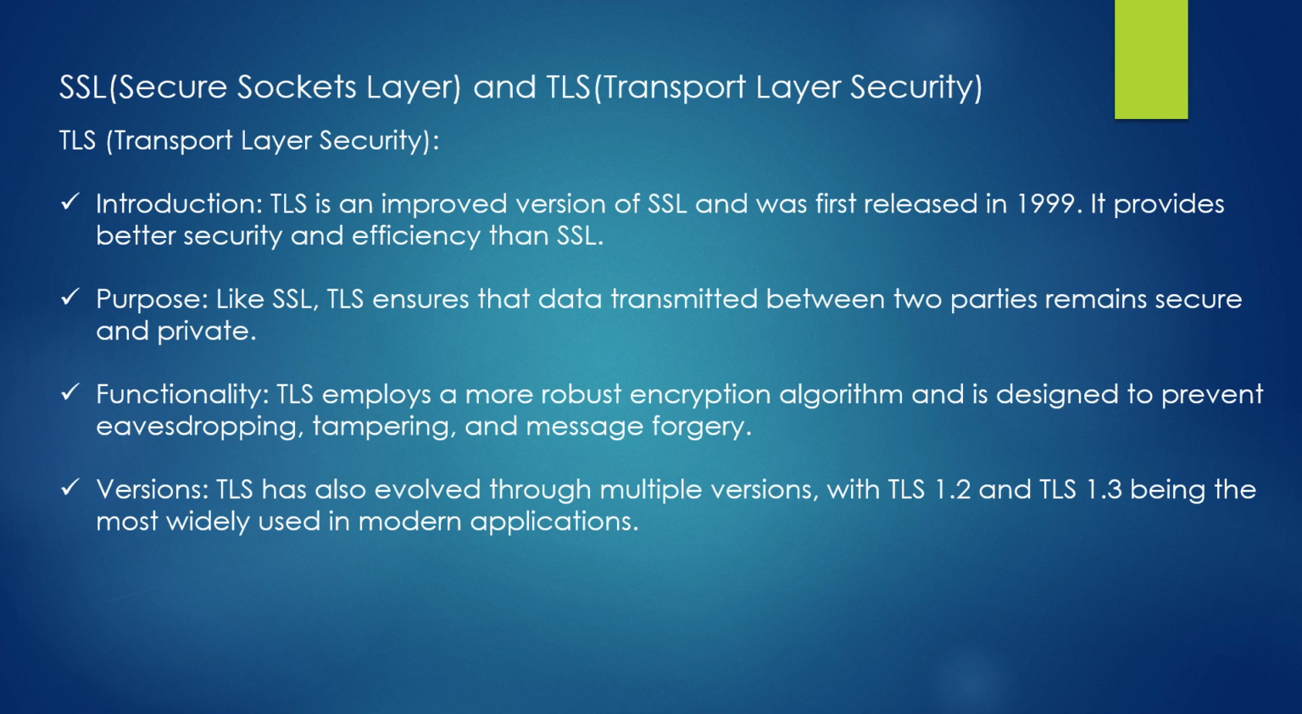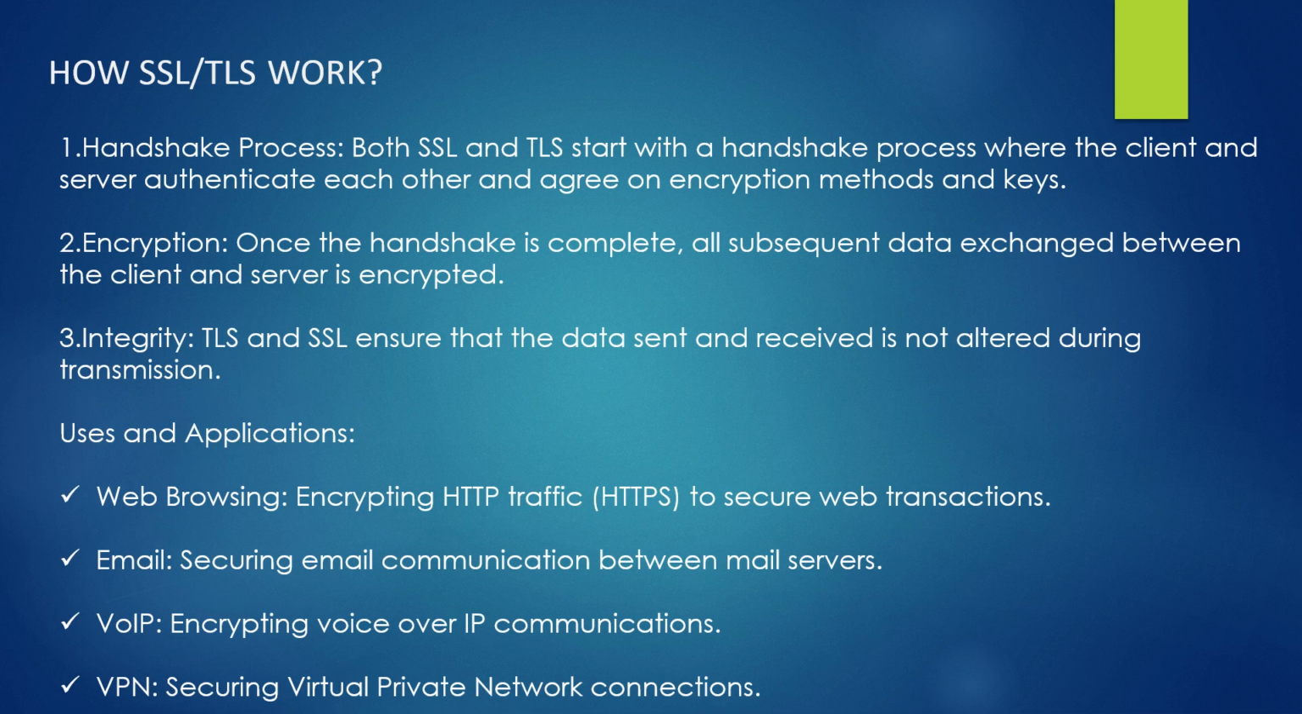Okay, with respect to versions, TLS also, like SSL, has versions. SSL 3.0 was the last version before getting replaced by TLS. With respect to TLS, most widely TLS 1.2 and 1.3 are used in modern applications. In order to secure it in a better way, the versions keep coming, but TLS 1.2 and 1.3 are being most widely used in modern applications. Okay, so now let's talk about how SSL and TLS work.